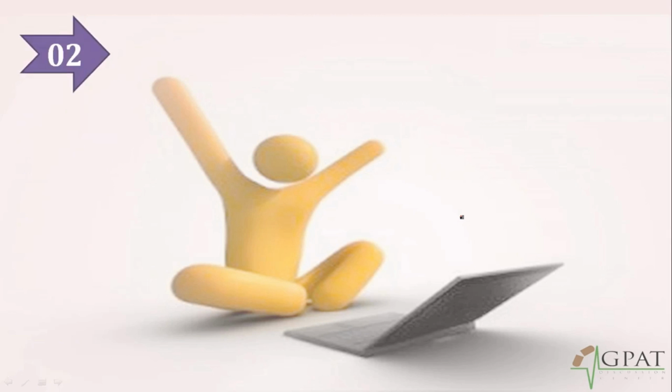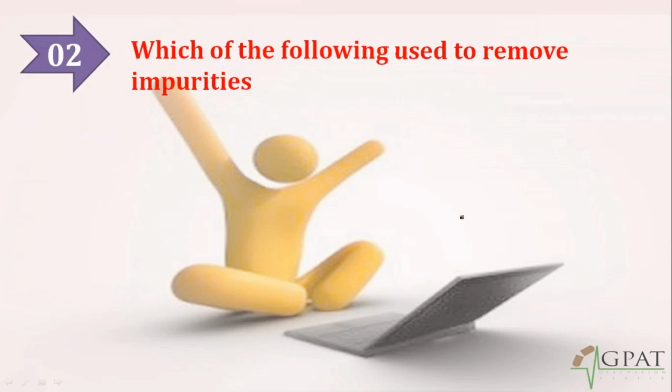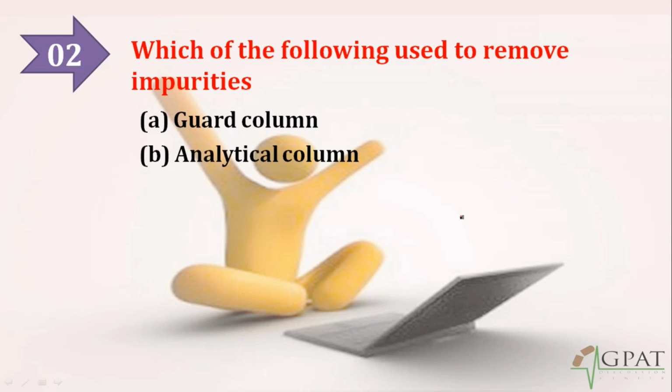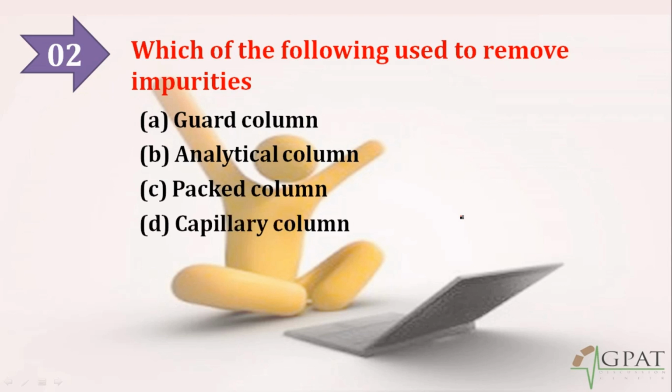Next question, question number second. Which of the following is used to remove impurities? And the options are guard column, analytical column, packed column, or capillary column, and the right option is guard column.